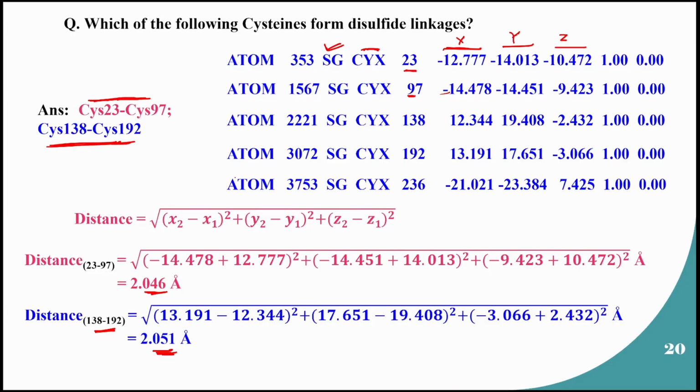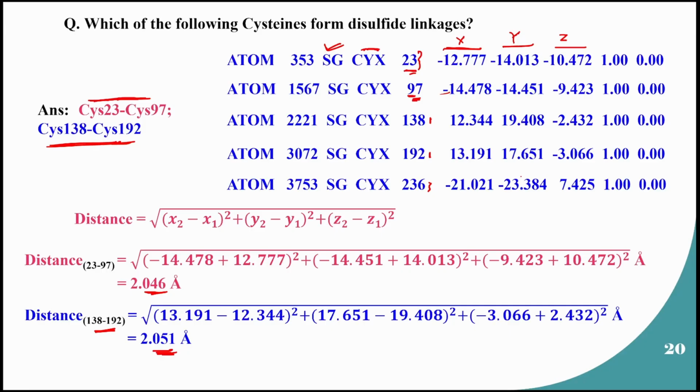Okay. Again, you can take a look at the coordinates and can probably tell which ones are in close proximity to the other. For example, if you look at 23 and 97, you will see that their x, y, and z coordinates are pretty close by, right? If you compare with 138 and 192, you will again see that the x, y, and z coordinates are pretty close by. For example, 12 versus 13, 19 versus 17, -2 versus -3, right? If you, for example, compare 23 with 236, you will see that their x, y, and z coordinates are so far apart. For example, -12 and -21, -20, 14 versus 20, -23, etc.